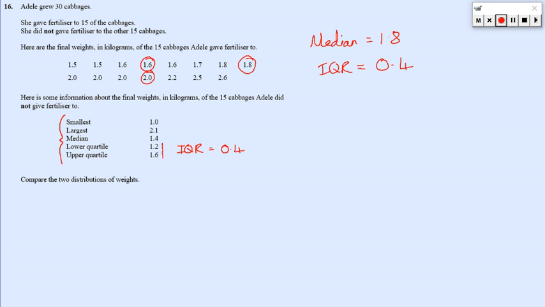And it's basically that. If you use the range, you would have had 2.6 take away 1.5 is 1.1, and this is also 1.1, so that would have been exactly the same conclusion as well. So the spread is exactly the same, but the median of the ones given fertiliser is a little bit higher.